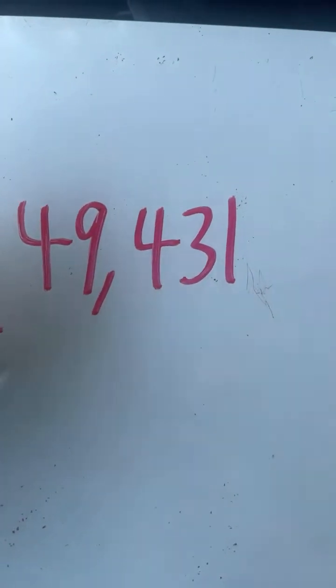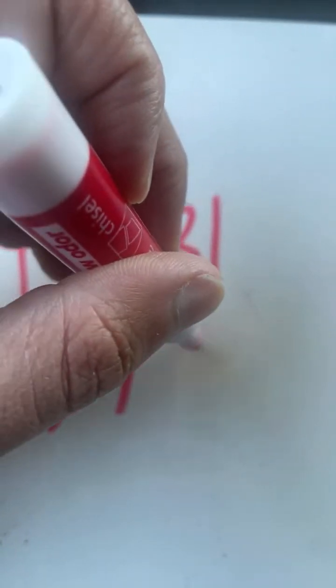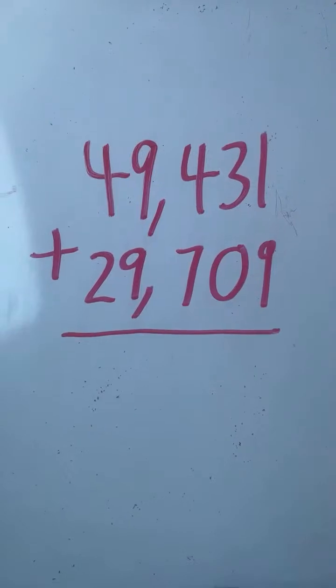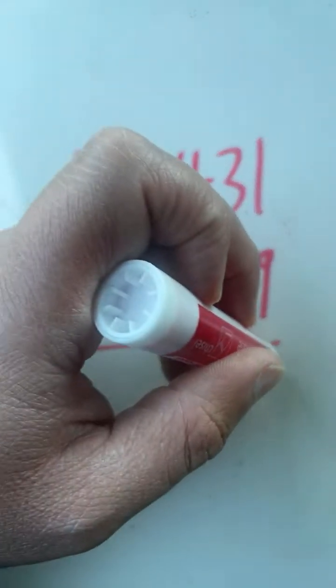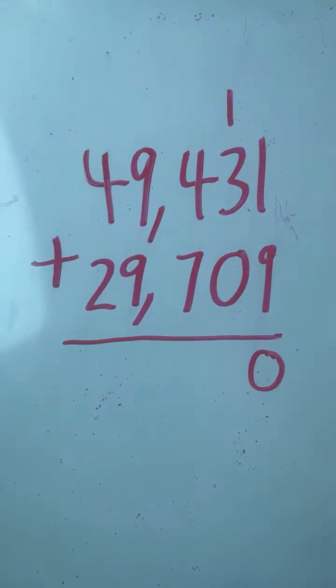49,431 plus 29,709. Alright, so we are starting in the ones place. 1 plus 9 equals 10. The 0 in 10 goes in the ones place. The 1 in 10 gets carried over to the tens place.